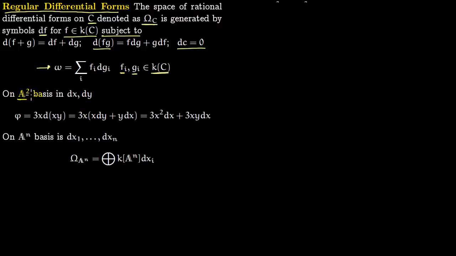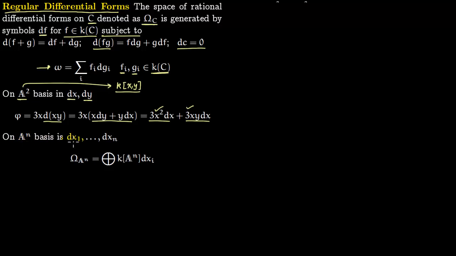So on A2, you have bases dx and dy. Notice that this A2 is generated by k[x, y]. So a differential form is like this: phi, 3x d of xy would give you, using the product rule here, 3x squared dx plus 3xy dx. So notice that this and this, both of them lie in k[x, y].